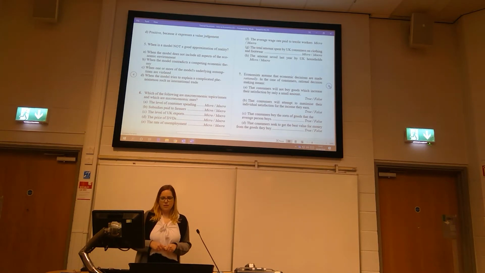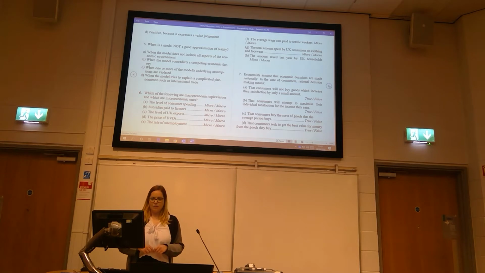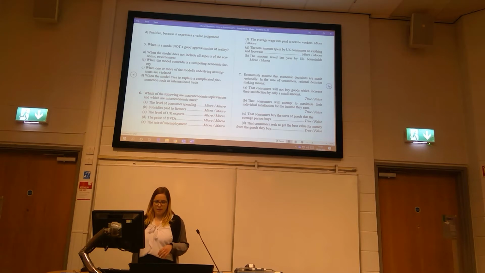Next, we move on to question number 5. When is a model not a good approximation of reality? And you already discussed this in your lecture. The model is not a good approximation of reality when one or more of the model's underlying assumptions are violated. Hence, the correct answer is answer C.